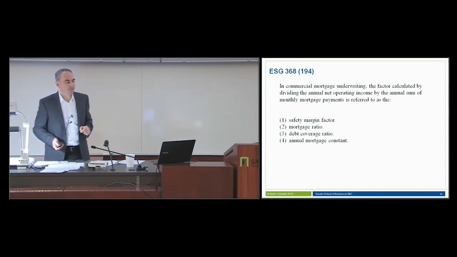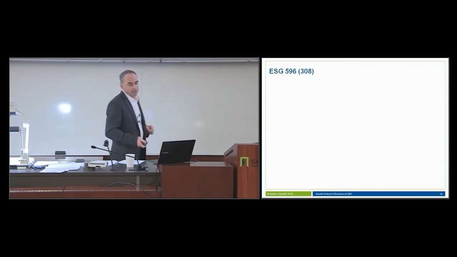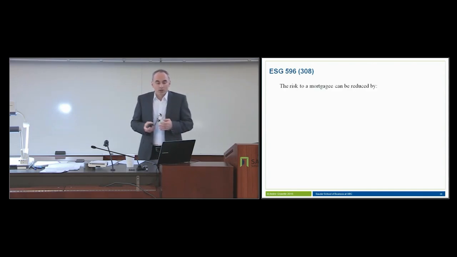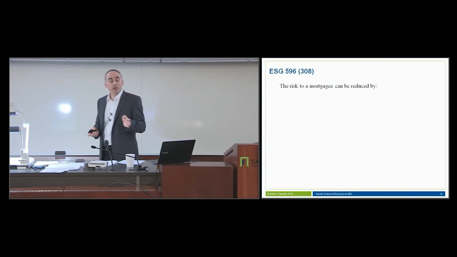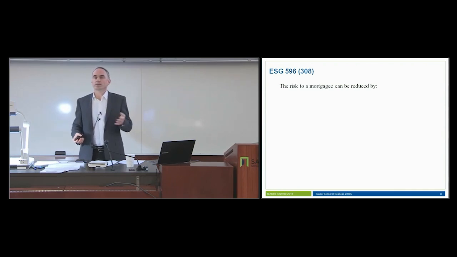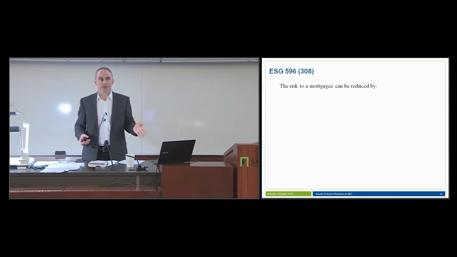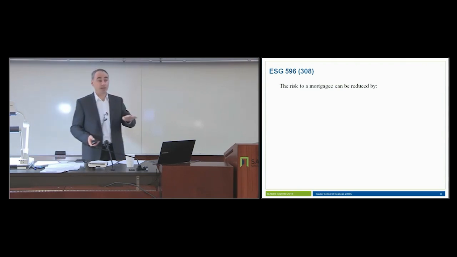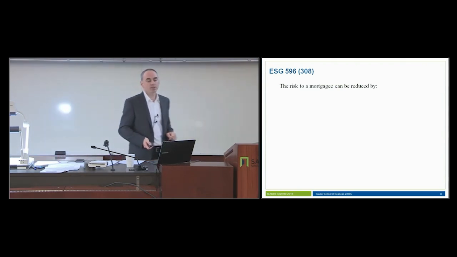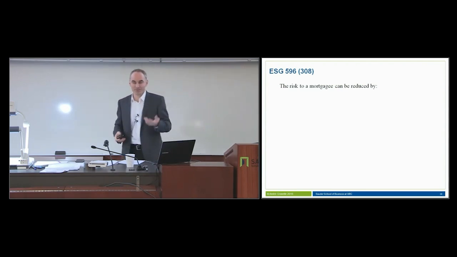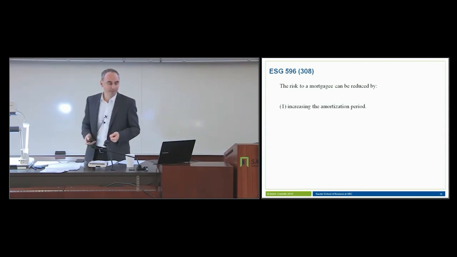Let's look at one more. It's exam study guide question 596. This question says, the risk to a mortgagee can be reduced by, and we'll look at a number of different factors. Well, first of all, who's the mortgagee? Lender. And the mortgagor is the borrower. So we're talking about the lender here, right? Okay. So the risk to the lender, and if I got this question, I might actually write lender there, just so I'm certain I know who we're talking about.